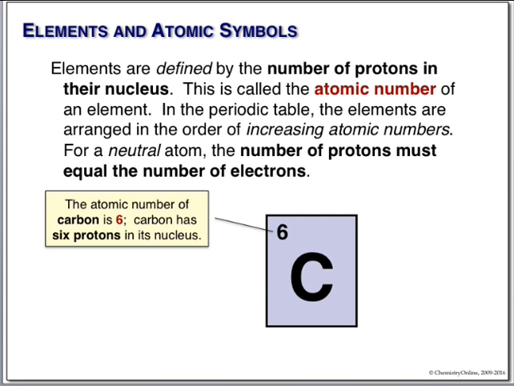Any element, any substance that you have, if it has 6 protons, it's a carbon. Doesn't matter how many neutrons it has, doesn't matter how many electrons it has. If it has 6 protons in its nucleus, it's a carbon. So this is the atomic number. All the elements here are arranged in order of the number of protons in the nucleus.